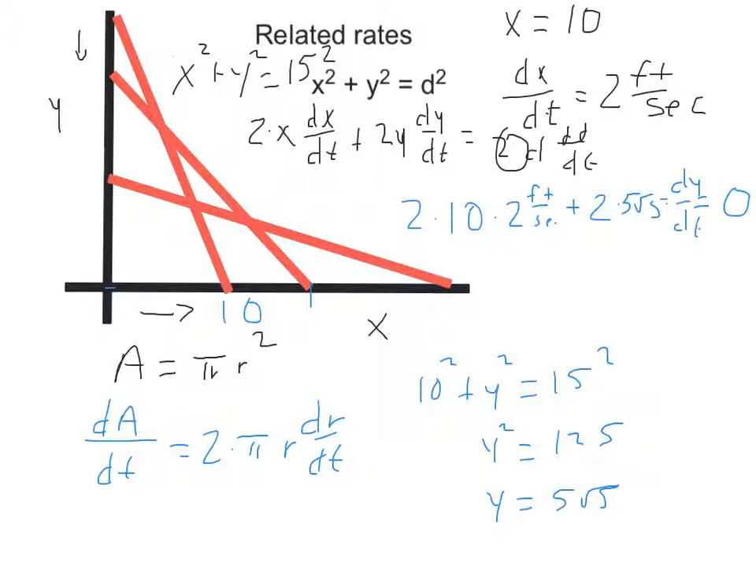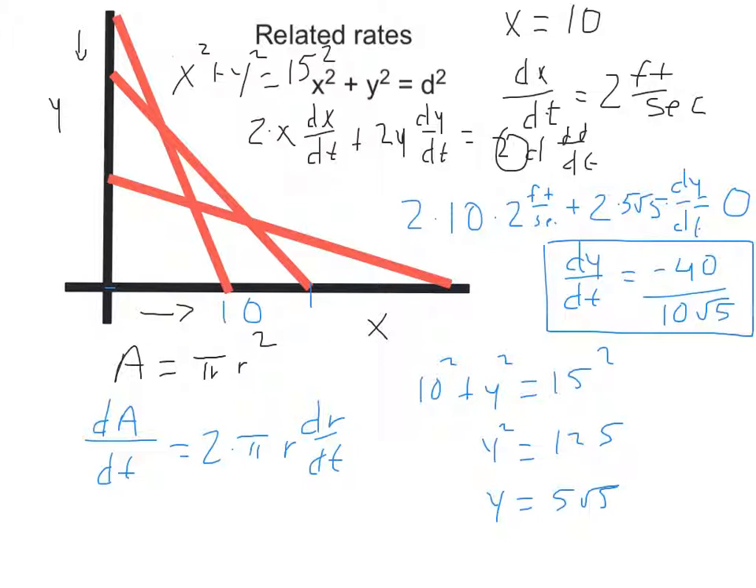As you can see, there's only one thing we have left that we don't know. So we can solve for dy/dt and see that the rate that it's falling will be equal to negative 40 divided by 10 times the square root of 5. And the units will be the same units as we had over here, feet per second. So that would be the rate that it's falling. Notice it's negative, and that makes sense with our situation because as the x is increasing, the y value is decreasing. So there is an introduction to related rates.